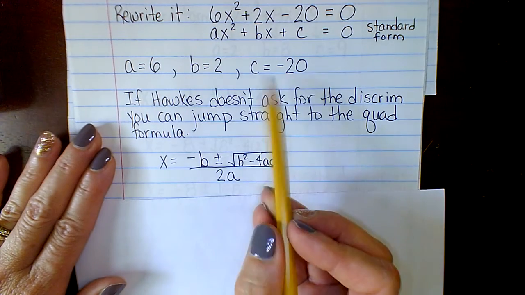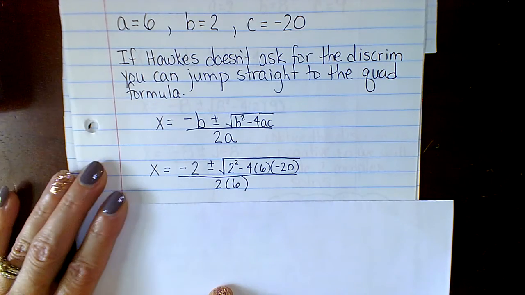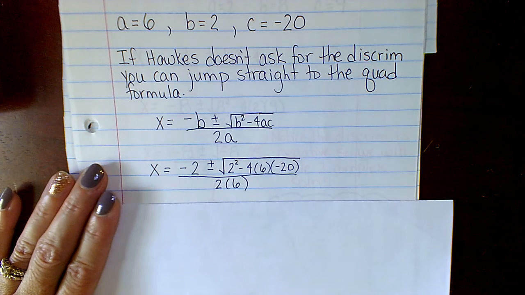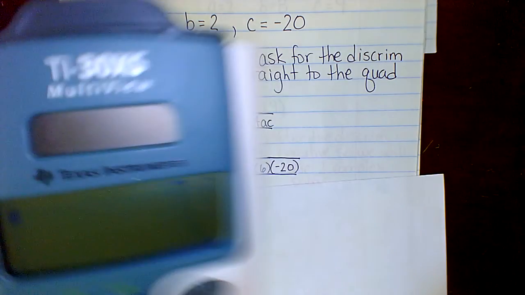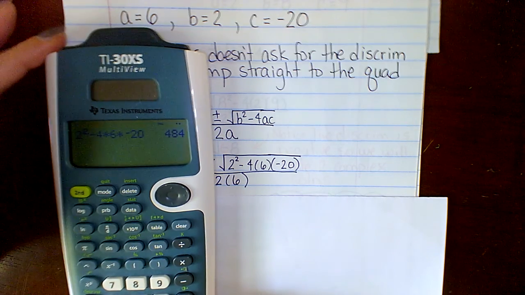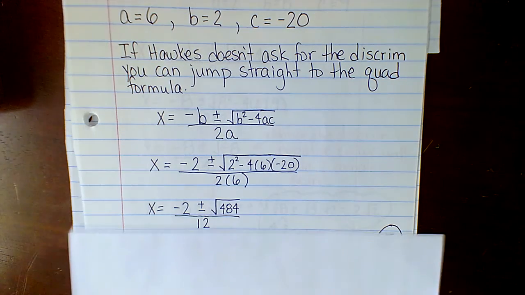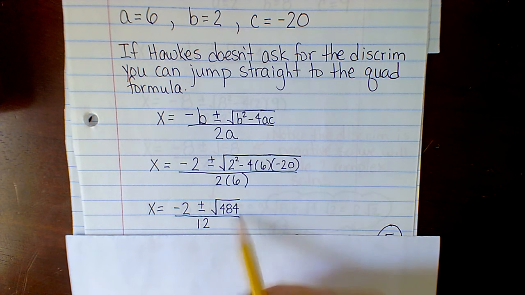So we know what A, B, and C are. So some plug and chug happening here. Okay, so from here to here, I'm just plugging in those values of A, B, and C. Now I need to simplify this. So that stuff under the radical, called the discriminant, is this, let me scooch this over a little bit, 2 squared minus 4 times 6 times negative 20. You can do that computation all at once on the calculator, and I get a discriminant of 484. So I simplified that discriminant to be 484.